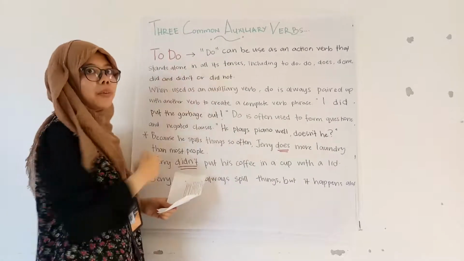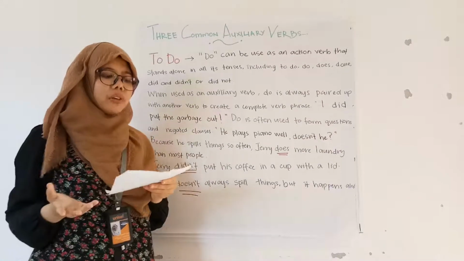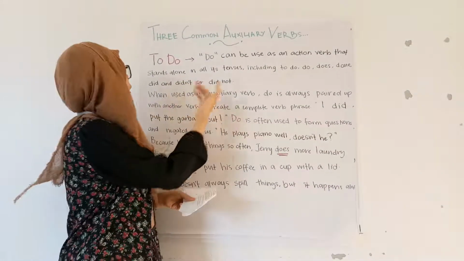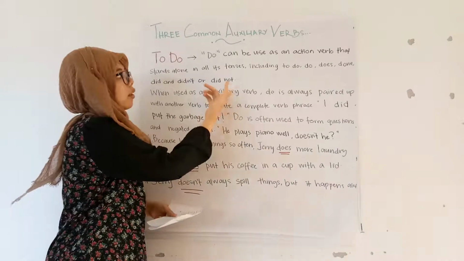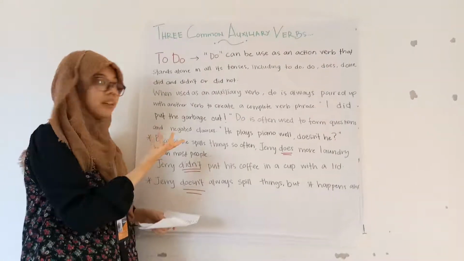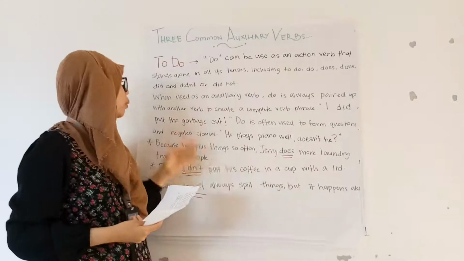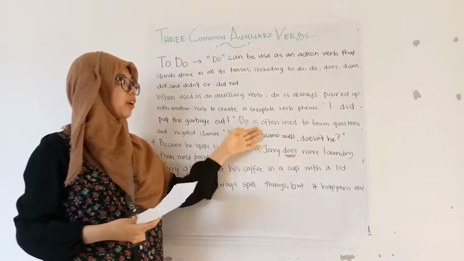So there are three common auxiliary verbs. I'll be explaining on the to do. So do can be used as an action verb that stands alone in all its tenses, including do, does, done, did, didn't, or did not. When used as an auxiliary verb, do is always paired up with another verb to create a complete phrase.